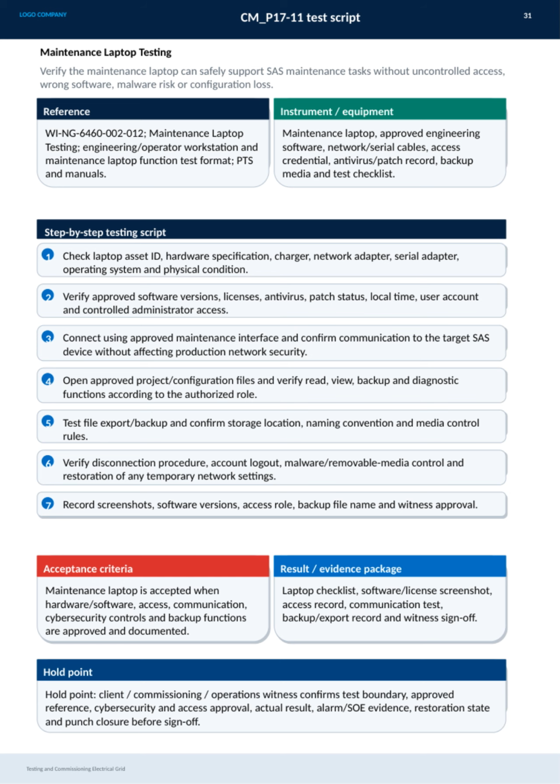Exporting and backing up files is carefully tested along with storage location and media control. Disconnection procedures include logging out, malware control, and restoring network settings. Throughout, we document screenshots, software versions, access roles, backup names, and obtain witness approval. Acceptance hinges on approval of hardware, software, access, cybersecurity controls, and backup functions. All results are compiled in a comprehensive evidence package.